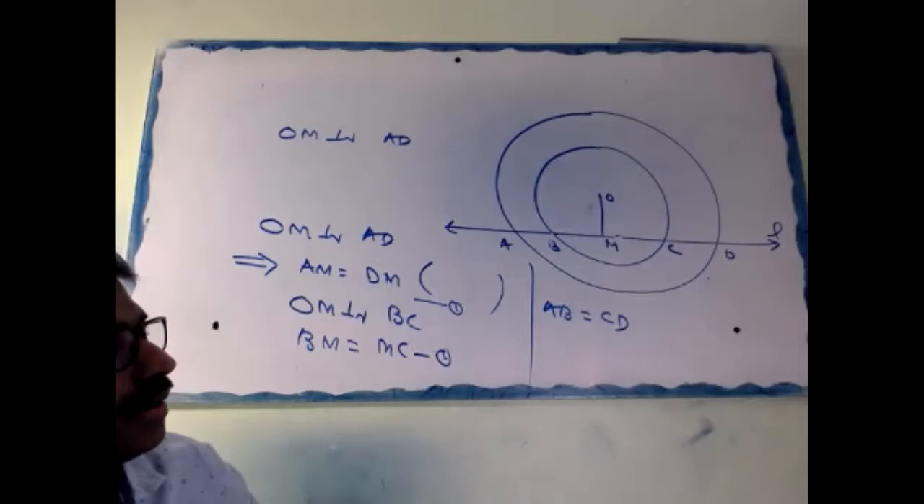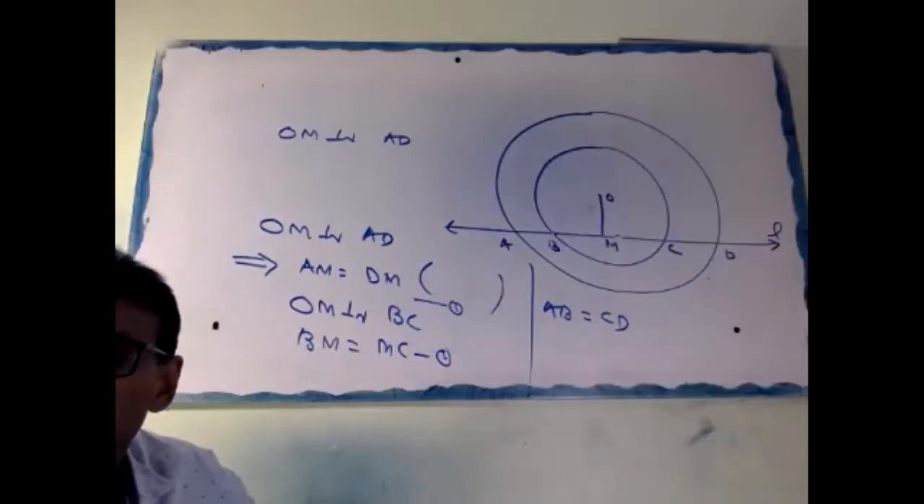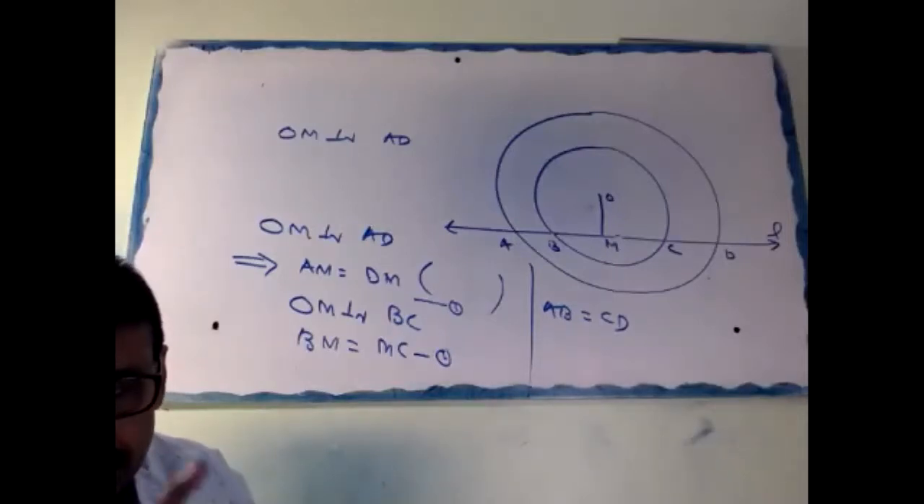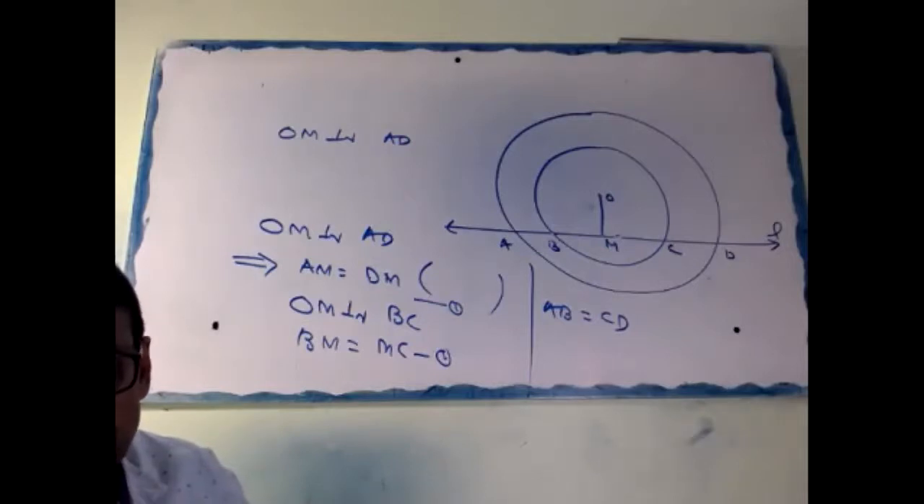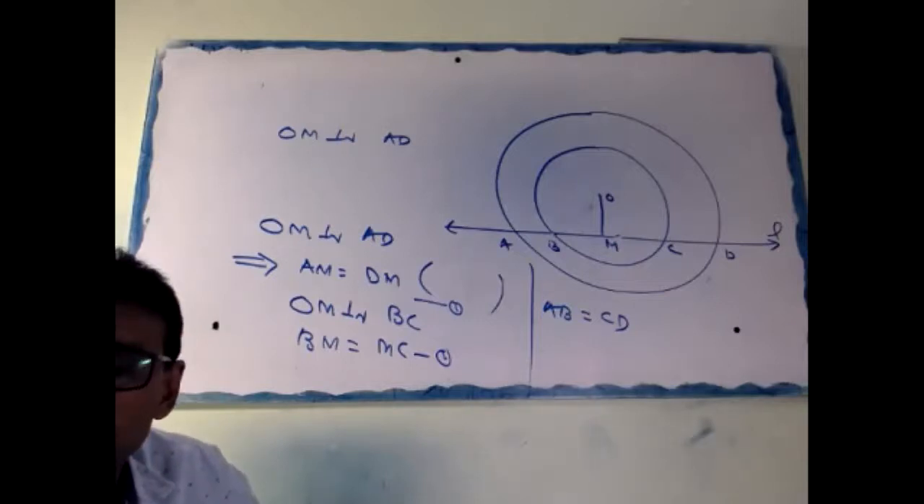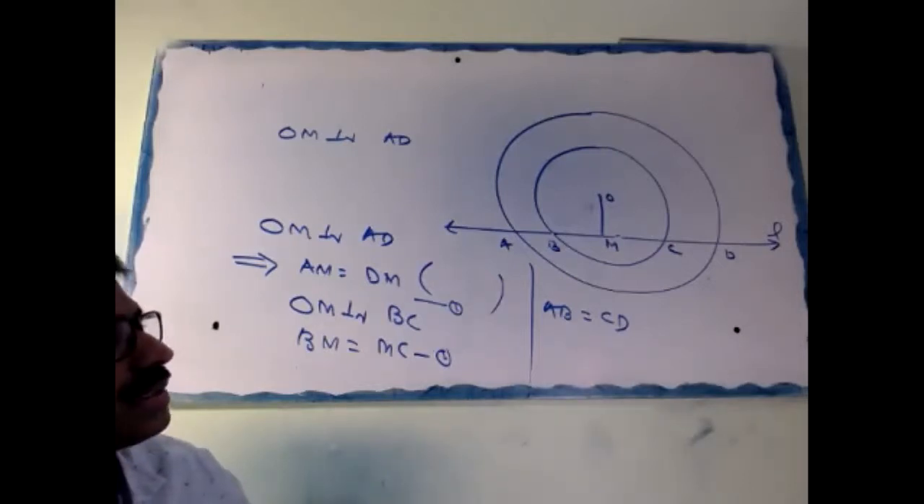OM perpendicular to AD. That means AM equal to MD. The first theorem, theorem number one: the perpendicular from the center bisects the chord. So we got AM equal to MD. Then again, OM perpendicular to BC. Therefore, BM equal to MC. Again, theorem: perpendicular from the center bisects the chord. Hence, AB equal to CD.